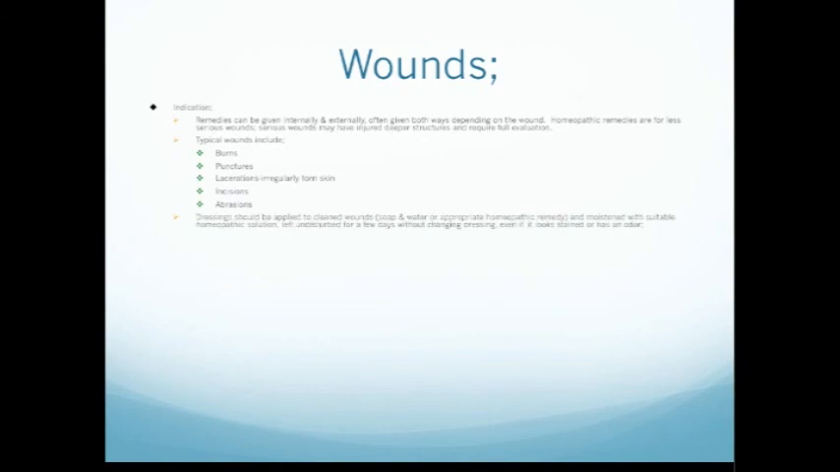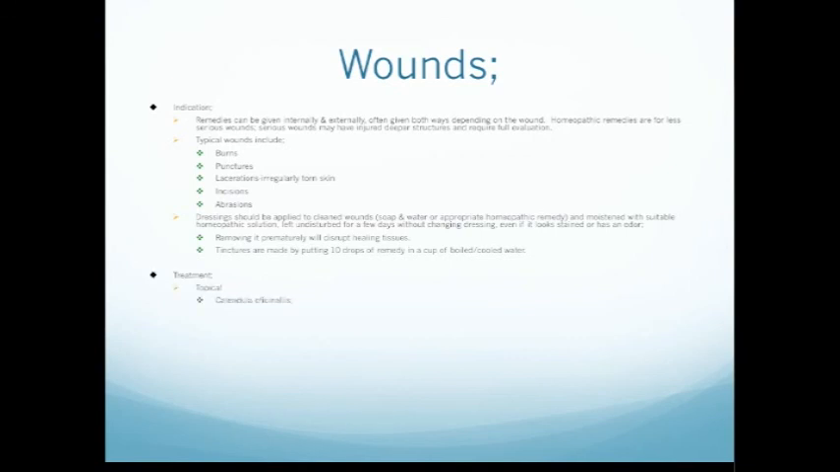The dressings should be applied to clean wounds. After cleaning with soap and water, an appropriate homeopathic remedy may be applied. These are applied by moistening with a suitable homeopathic solution, put on a dressing, and left undisturbed for a few days without changing the dressing, even if it looks a bit stained or has an odor. Removing the dressing prematurely will disrupt the healing tissues. Tinctures are made by putting 10 drops of a remedy in a cup of boiled and then cooled water.